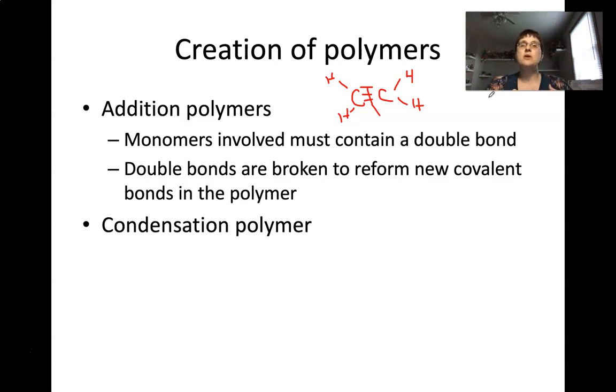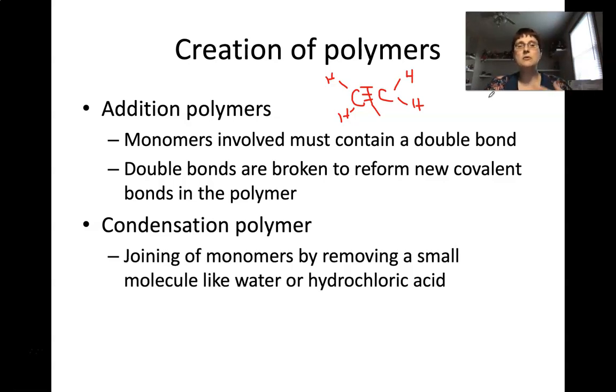This is different from what we call a condensation polymer. So a condensation polymer is where we put those monomers together by removing small molecules. Commonly, it's going to be something like water or hydrochloric acid. So you know that you're looking at a condensation polymer if you have either H2O or something like HCl coming out when we put them together. So up here, nothing's going to come out of putting those bonds together.